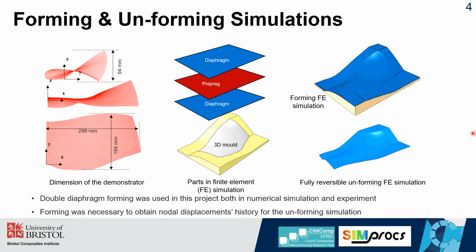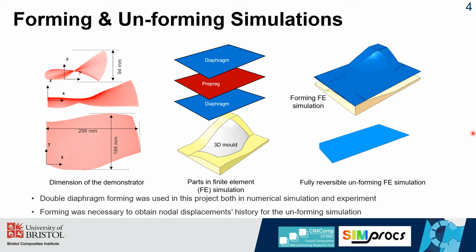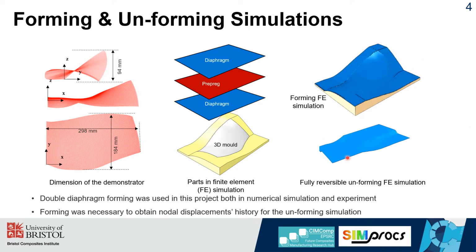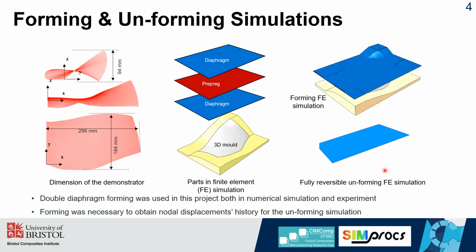During unforming simulation, this twisted plate model with its designed fiber paths was inserted between the double diaphragms and was unformed back to a flat shape, with fiber paths transformed from 3D to 2D.